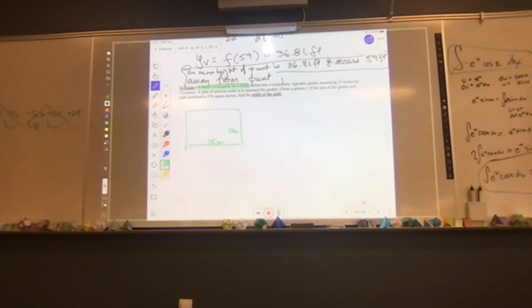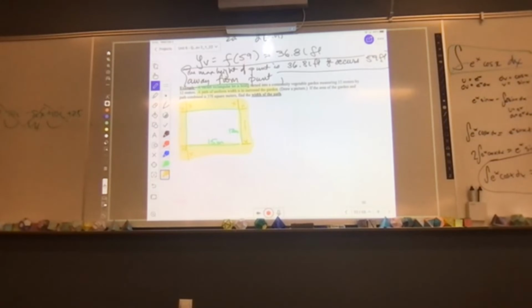I know the dimensions of my little garden. Now they're also telling you that you are putting a path of uniform width surrounding the garden. So I have a path surrounding the garden. That path has a width. I'm going to call the width of that path X. This is all X, all the way around. I'm adding a uniform width path around the garden. Does that make sense?